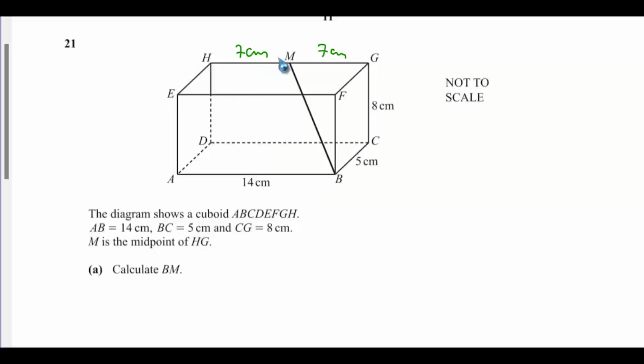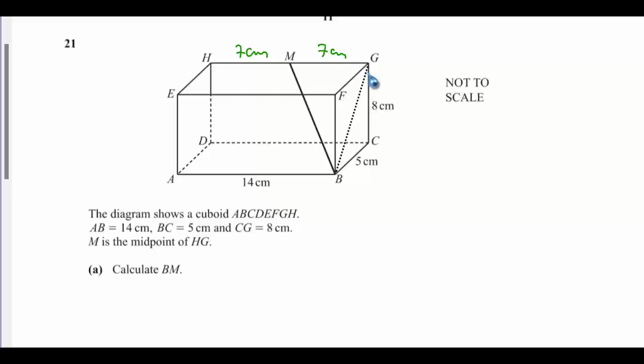Calculate BM. So to get BM, firstly we need to get BG like this. So we can draw a line from B to G like this. Okay. So once we get BG, then we can now use, okay, let me adjust this a little bit.